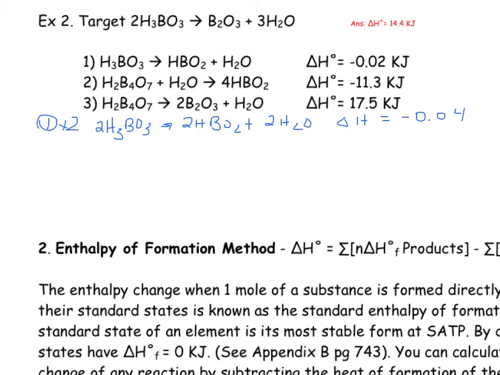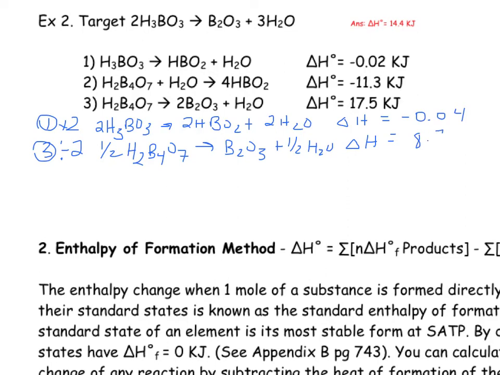Now, in order to get the B2O3, I'm going to take equation number 3 and I'm going to divide it by 2, or I'm going to times it by a factor of 1/2. If I divide the equation by 2, then I need to divide the enthalpy by 2. That gives me 8.75.